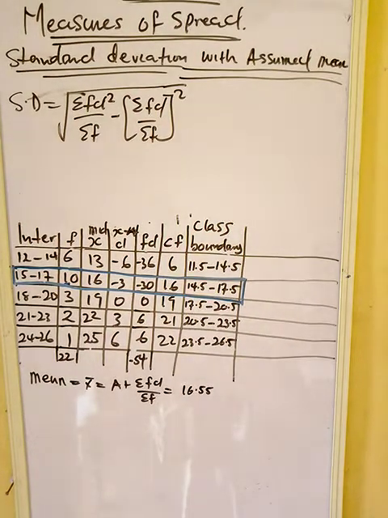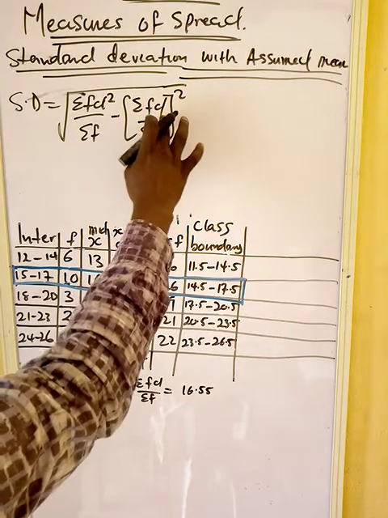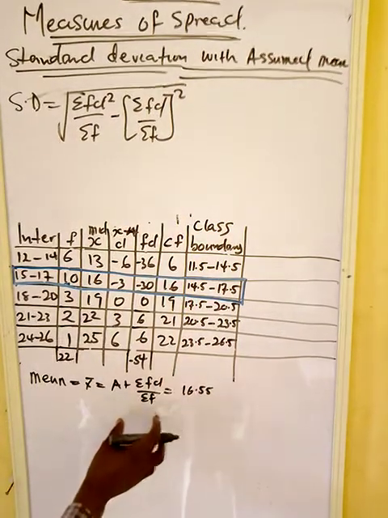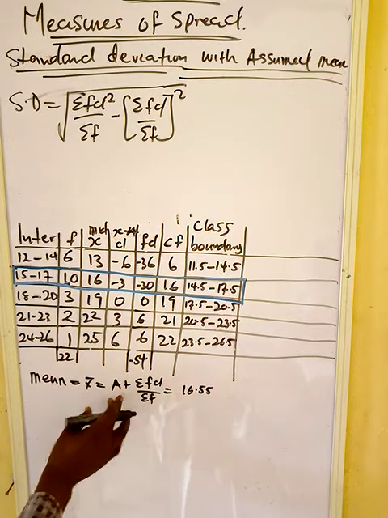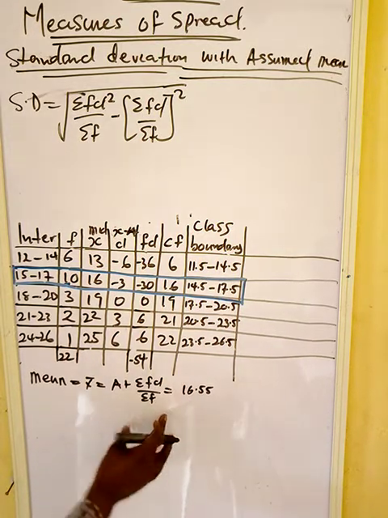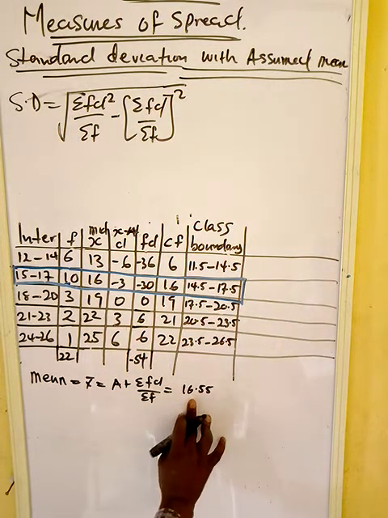So from here now, we look at the question. We already have the summation fd over summation f, which is our mean. Remember, the way we calculate our mean is the same, with the figure 16.55.